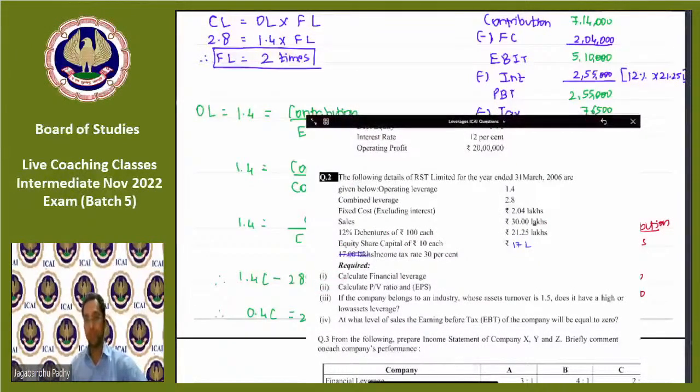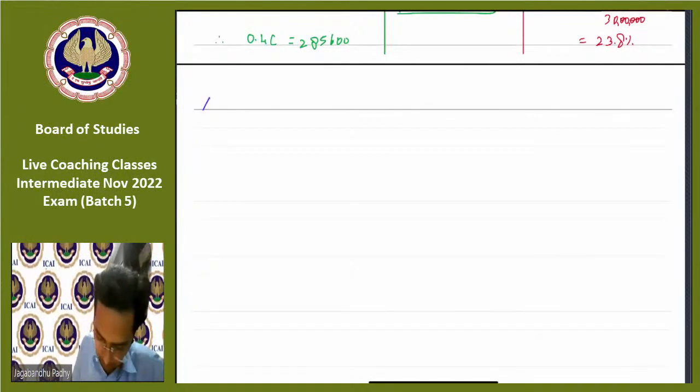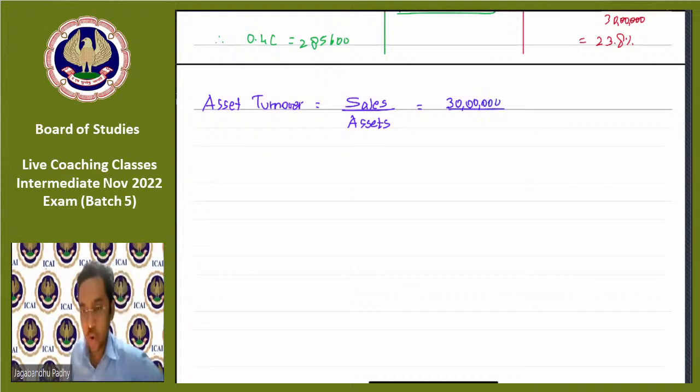Now coming to the third part of the question. It says, if the company belongs to an industry whose asset turnover is 1.5 times, does it have a high or low assets leverage? So first we need to compute the asset turnover for this company. Asset turnover is computed as sales upon assets. Do we have the sales figure? Yes, sir, 30 lakh. How much are the total assets that we have? Of course, sir, assets have to be equal to liabilities.